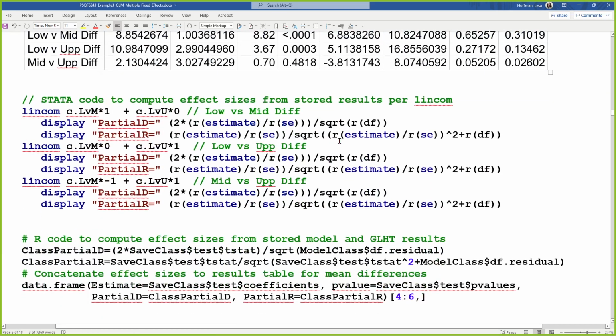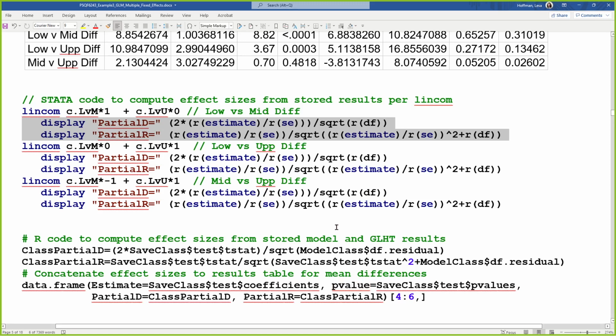The same thing in Stata relies on accessing the results after each individual lincom statement. I couldn't figure out a better way to do it, but this way works. So for those of you who are using Stata, after each lincom, that's going to give you a slope. Paste this in and don't change a thing. It will work exactly as it is.